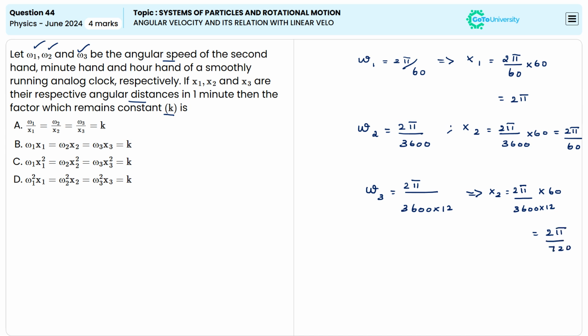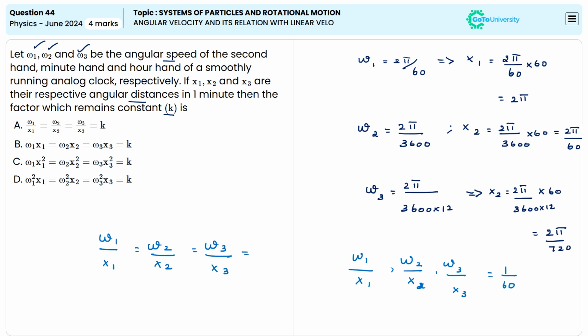So here when we check the ratio of omega 1 divided by x1, omega 2 divided by x2 and omega 3 divided by x3, we will get the value as 1 over 60 for everything. So here we can say omega 1 over x1 will be equal to omega 2 divided by x2, which is equal to omega 3 divided by x3. And here we can say it's equal to the constant 1 over 60, which is k. So based on that, we can say option A will be the correct answer for this question.